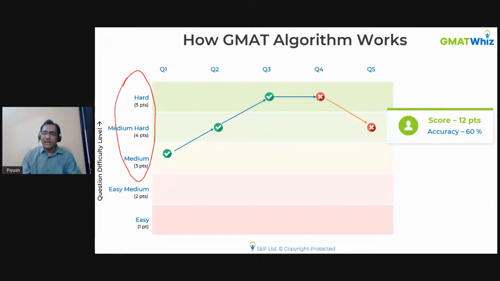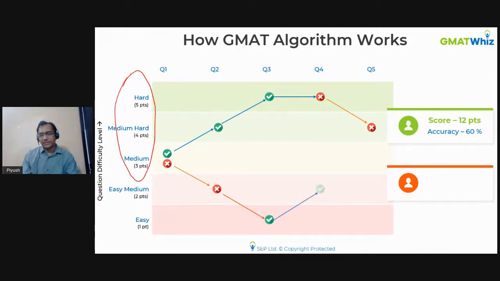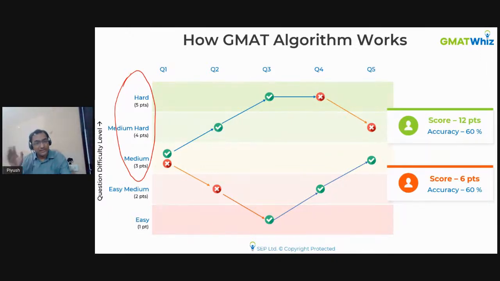All right. Now let's take another student. This student also starts at a medium level, but he gets the first question wrong. So he gets an easy medium question as the next question, which he gets wrong. So he gets an easy question as the next one, which he gets right because probably he has the skill of getting it right. Then he gets a question which is easy medium, gets it right. And the final question also he gets right. Now, his score is just 6 points. And surprisingly, his accuracy is the same as the accuracy of the first student. Both of them have 60% accuracy, but you look at the difference in the scores.